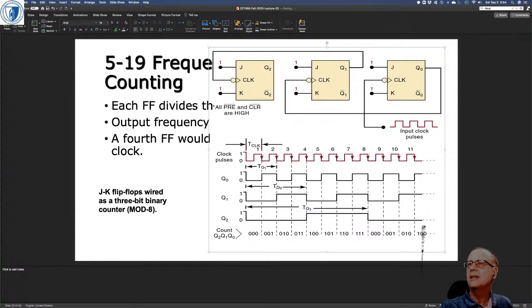Then you can see the output of Q naught is going into the clock of Q1, and so now Q1 is going to do the same thing, but it's going to operate on the negative going transition of Q naught. So the interesting pieces here, let me see if I can draw a shape.